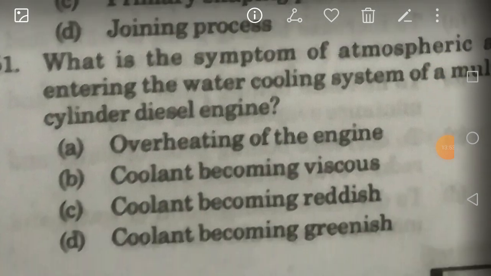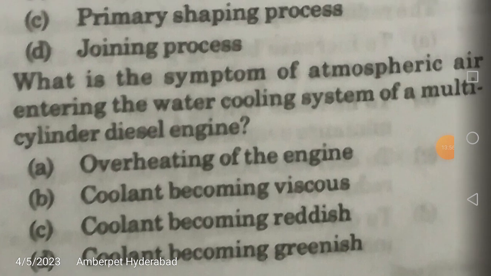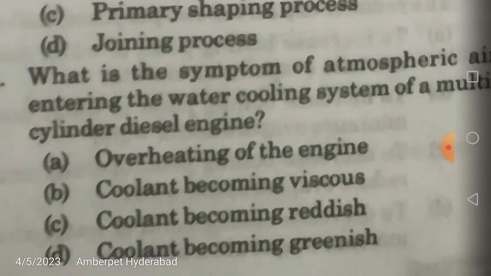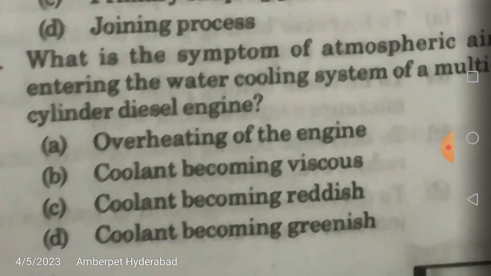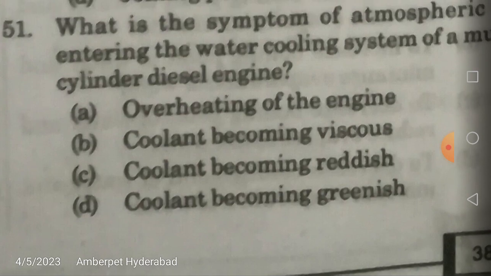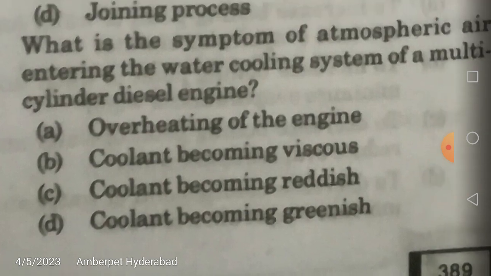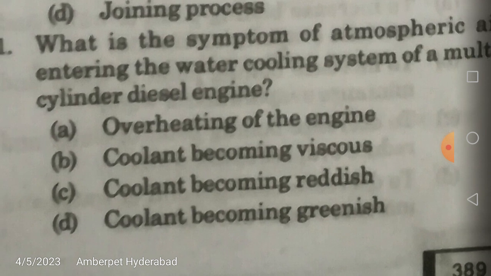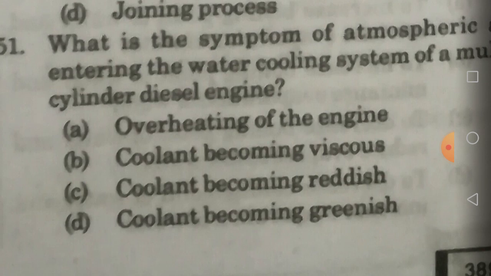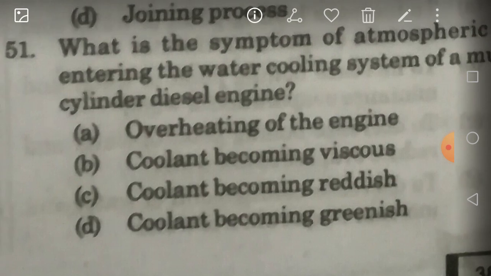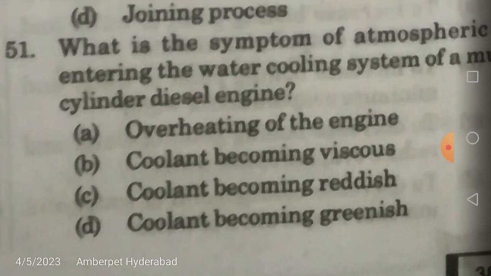Finally, what is the symptom of atmospheric air entering the water cooling system of a multi-cylinder diesel engine? So what is the symptom? Overheating of the engine, coolant becoming viscous, coolant becoming reddish, coolant becoming greenish. What is the correct one? It is actually coolant becoming reddish.